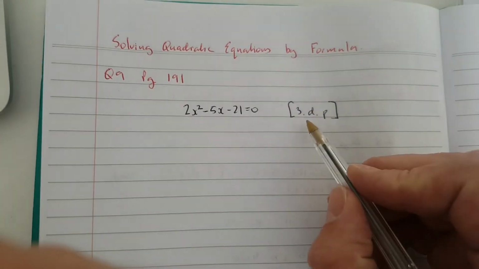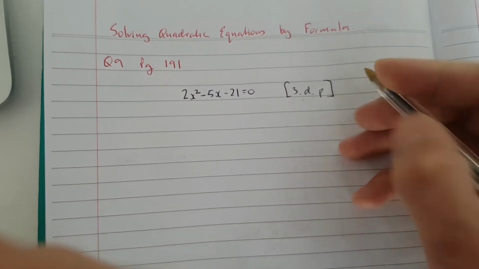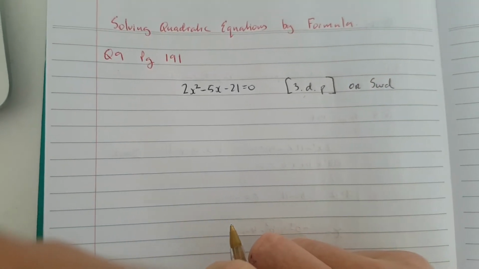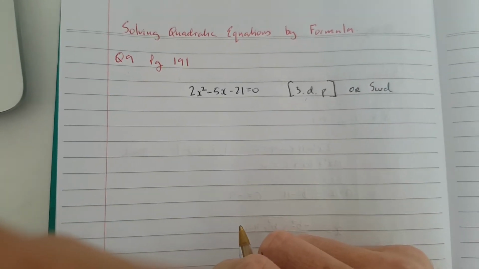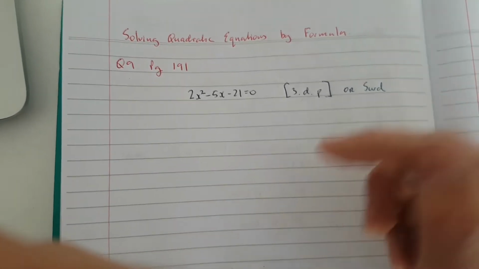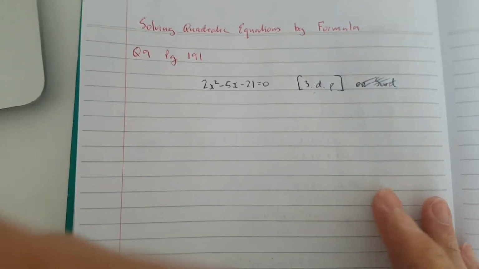But in certain cases, if it tells me to give my answer to a certain amount of decimal places, or it might say to leave it in surd form, which means in square root form, that means I have no choice but to use the formula. I cannot factorize it, I have to use the formula. Now this question is asking me to give it to 3 decimal places.